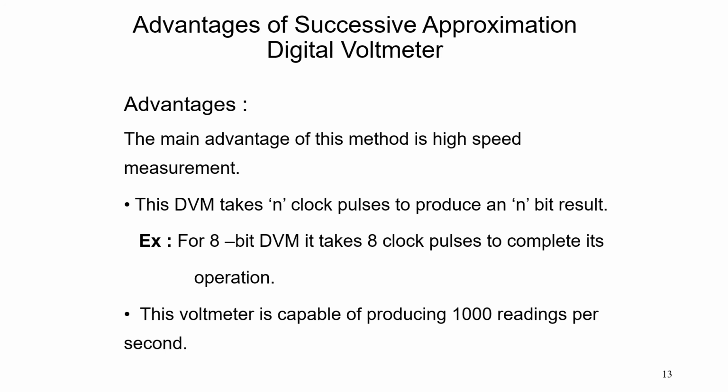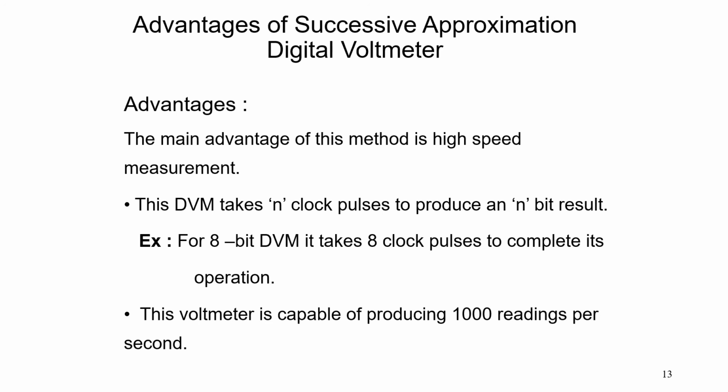So here we have a ring counter, the control register which generates the 8 bits to the D2A converter, and the reference supply voltage. Once the input is equal to this approximated voltage, the control register's output is given to a digital readout.